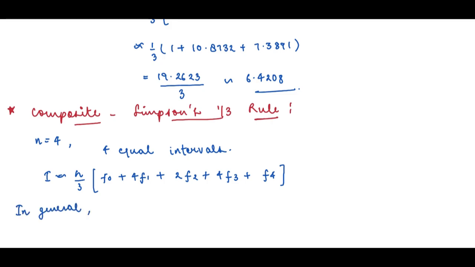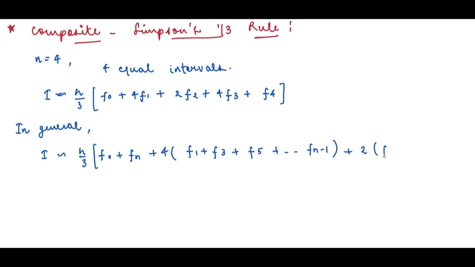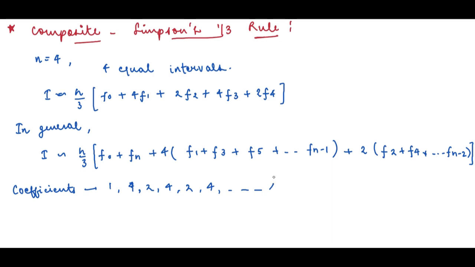So for a general n, we have I approximately h by 3 times f0 plus fn plus 4 times f1 plus f3 and up to fn minus 1, plus twice of f2 plus f4 plus up to fn minus 2. Now look carefully at the coefficients. They follow a particular pattern, that is 1, 4, 2, 4, 2, 4 and up to 2, 4 and 1. So this pattern is actually the key to using the composite formula correctly.